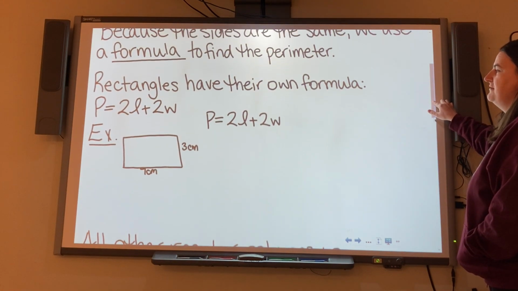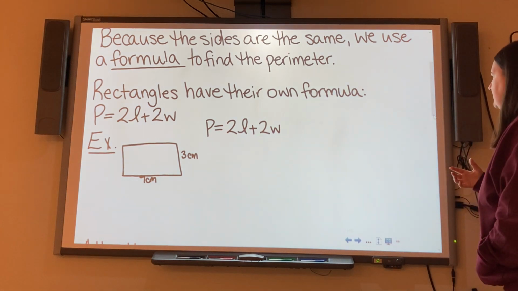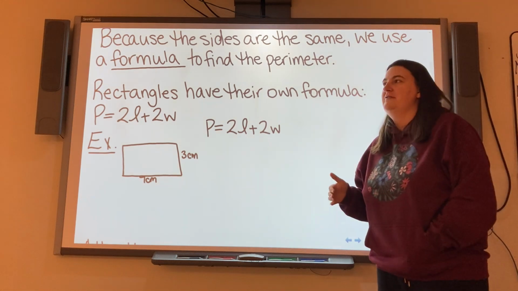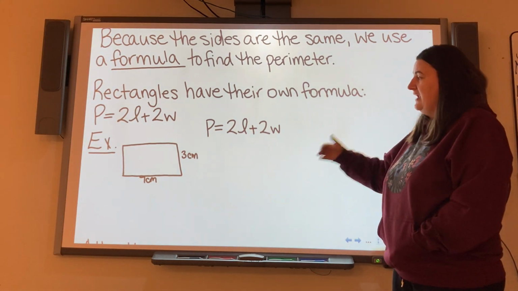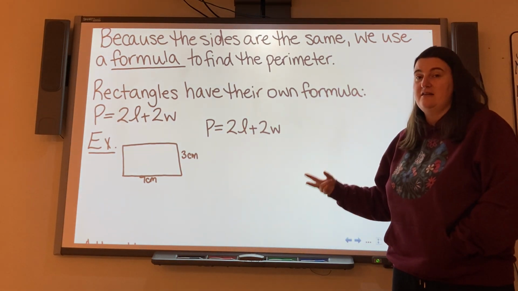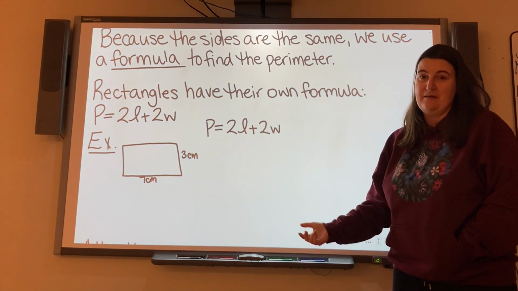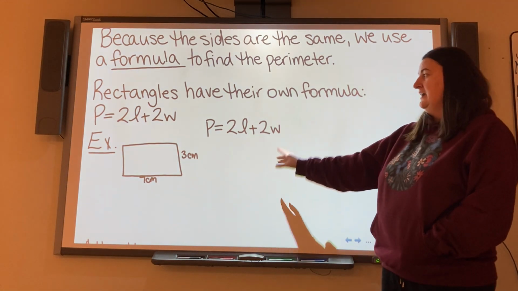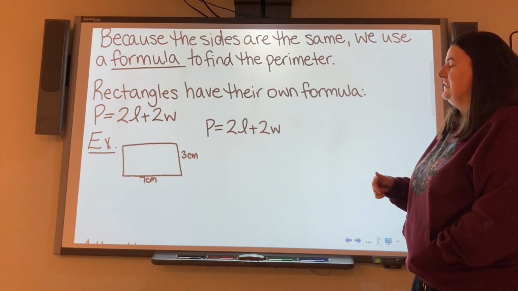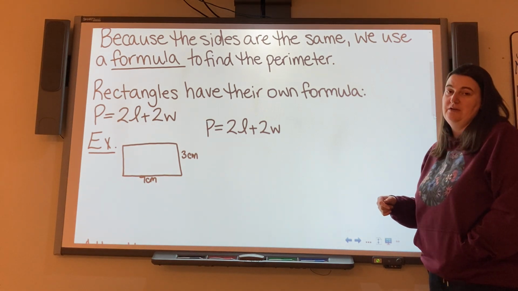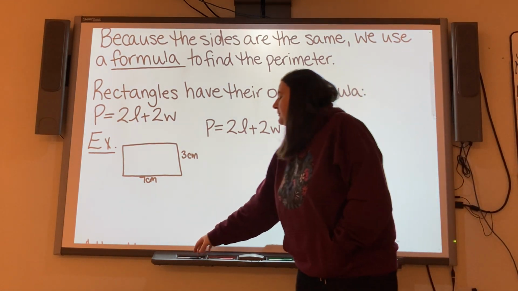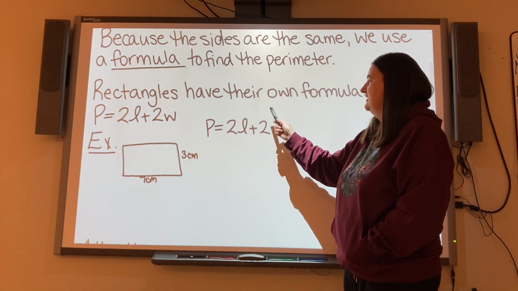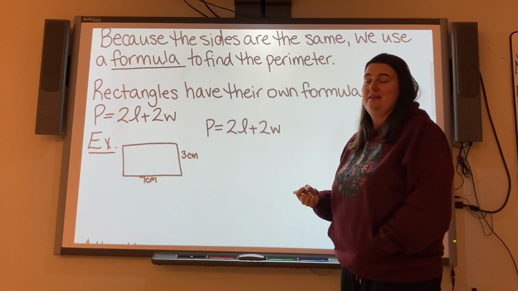So rectangles have their own formula, and that is of course because technically not all four of their sides are the same. A rectangle has two sides that are long that are the same and then two sides that are shorter that are the same. So they have their own special formula just for rectangles. And that formula is P equals 2L plus 2W. What does that mean? Perimeter equals 2 times the length plus 2 times the W, the width.